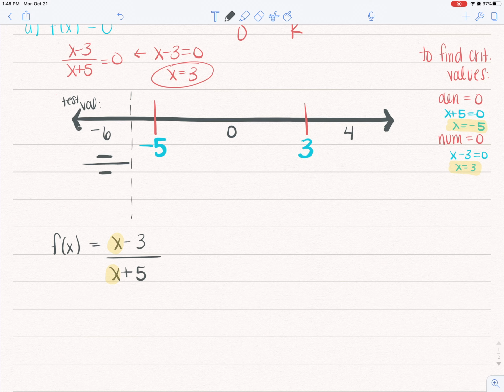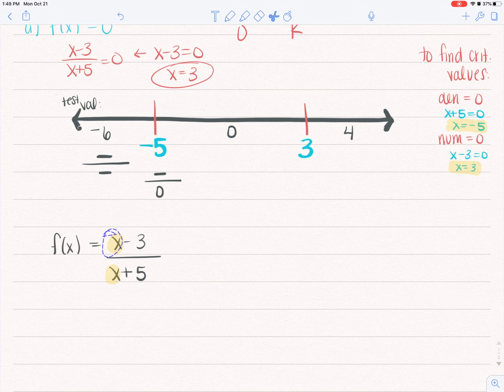You don't have to draw the line. Sometimes the line helps just to kind of sort what is what. If you leave enough space between them, you'll be able to tell easily. I'm going to do the same thing with my critical value. So I'm going to plug in negative 5, and again, I'm plugging in where I see an x. So negative 5 minus 3 is going to give me a negative 8. I only care about the negative part. Over, plug into the bottom, negative 5 plus 5 is going to give me 0.